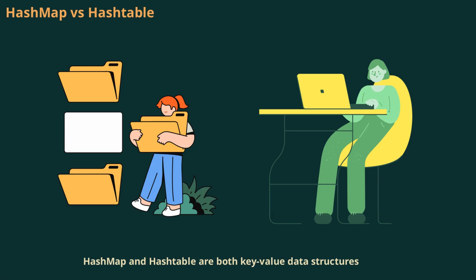HashMap and Hashtable are both key-value data structures, but HashMap is not synchronized and allows null keys and values, making it faster for most use cases. Hashtable is synchronized and thread-safe, but generally slower. In modern code, prefer ConcurrentHashMap for thread-safe operations instead of Hashtable.